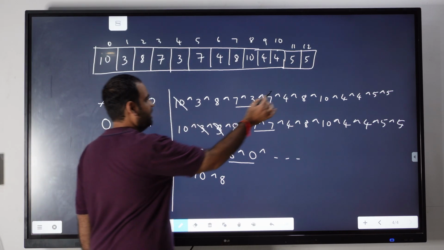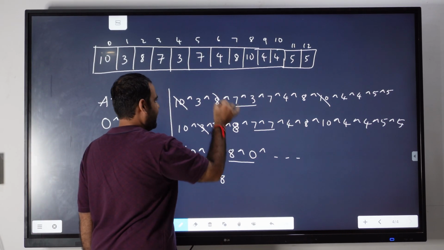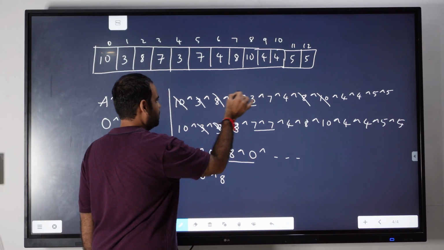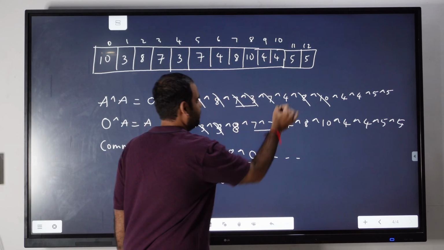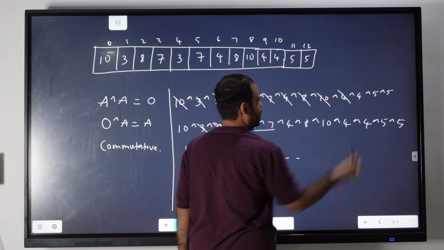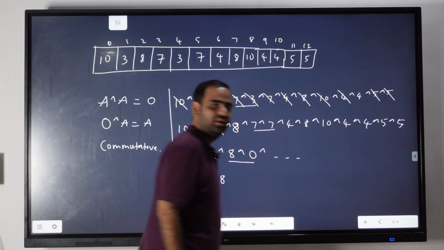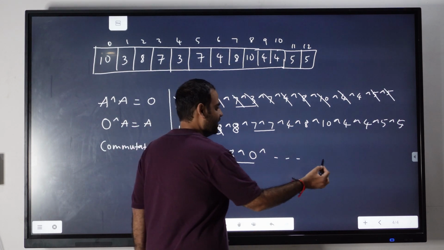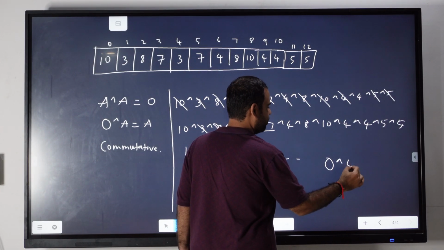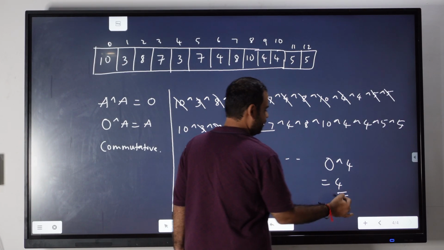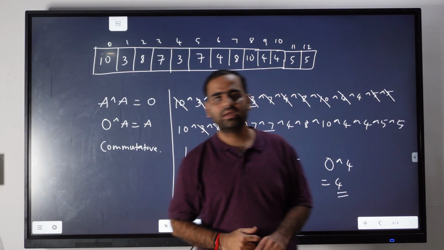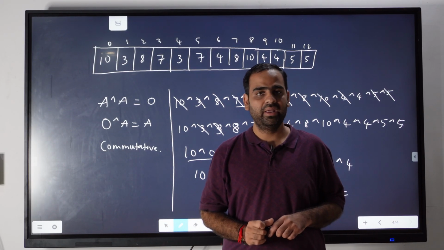Similarly, here 10 and 10 cancel, 8 and 8 cancel, 3 and 3 cancel, 7 and 7 cancel, this 4 and this 4 will cancel, 5 and 5 will cancel, everything will be 0. At the end, we are left with 0 XOR 4, which is equal to 4. This way, you can get the odd one out.